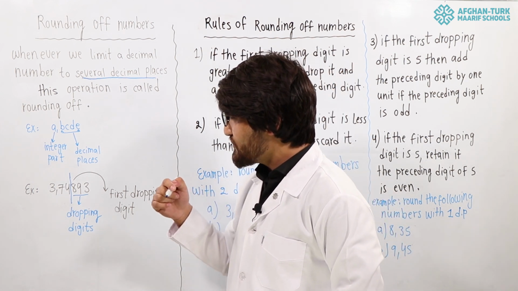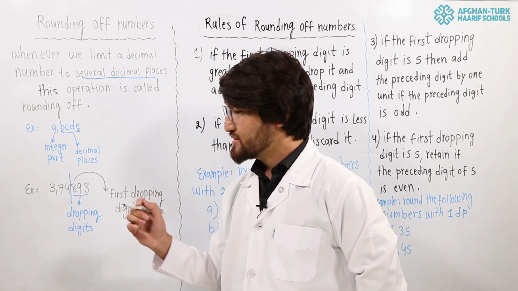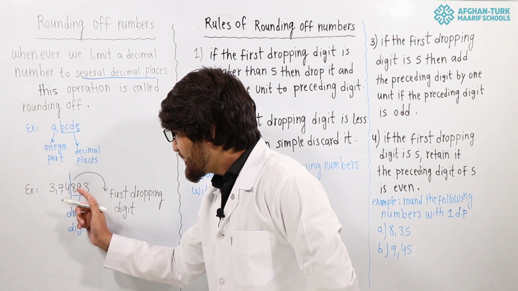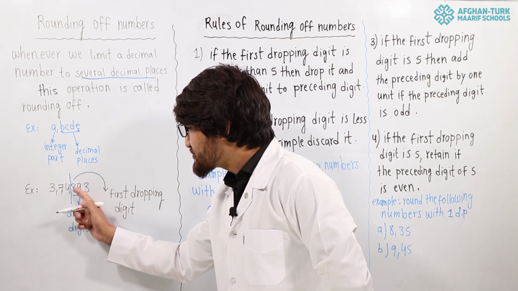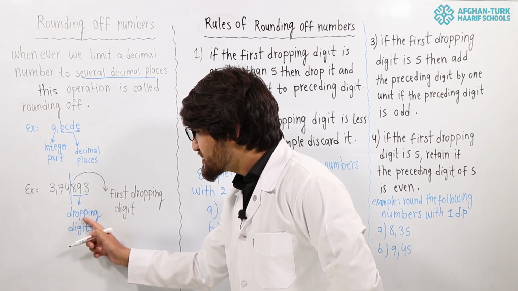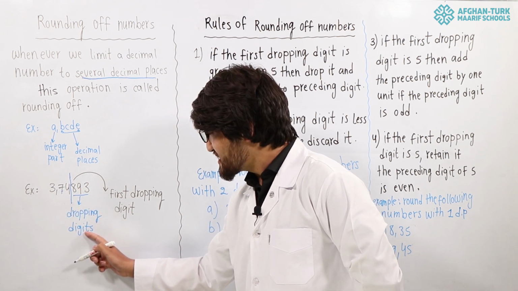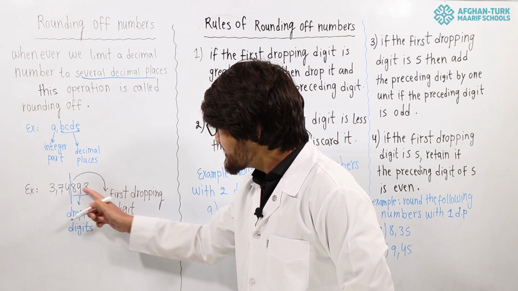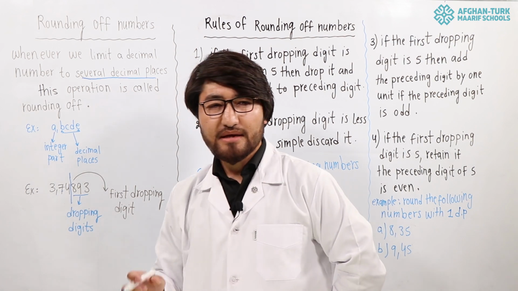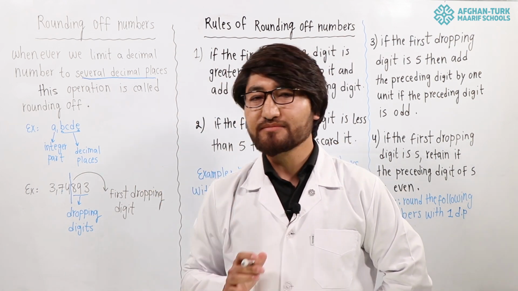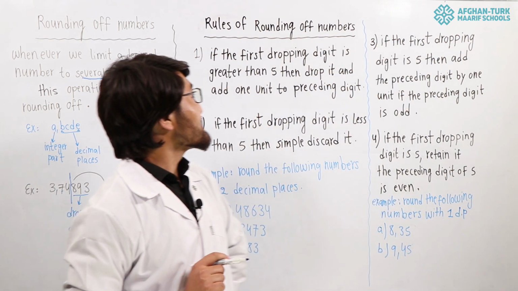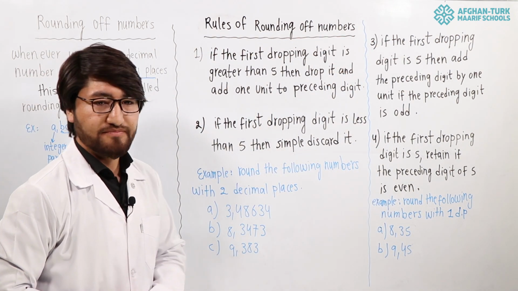Here suppose we retain two decimal places, 7 and 4, and then we remove or drop 8, 9 and 3. 8, 9 and 3 are called dropping digits, and 8 is called the first dropping digit. When we drop digits, we should follow some rules. Now I'm going to tell you the rules of rounding of numbers.